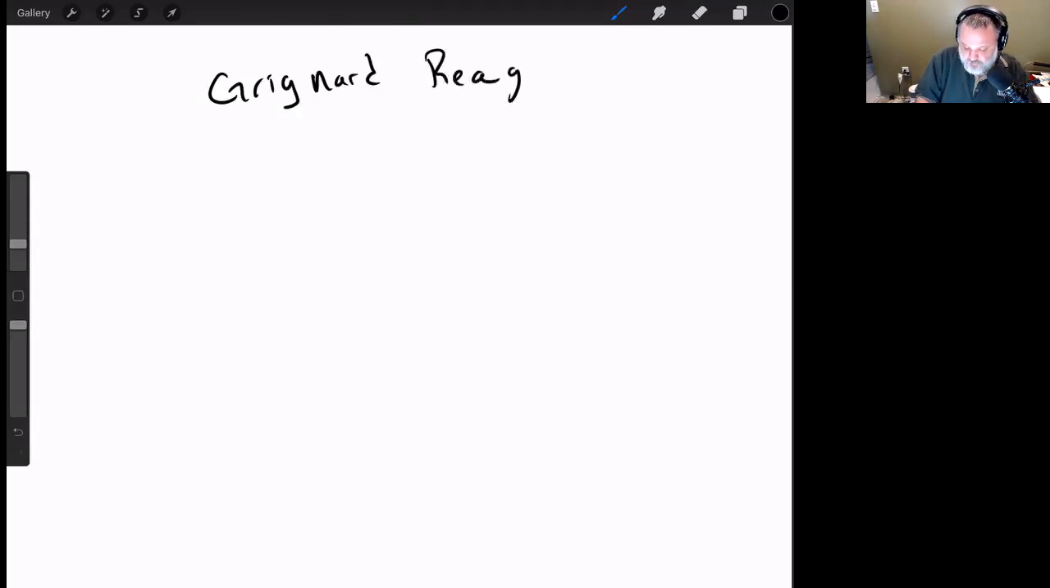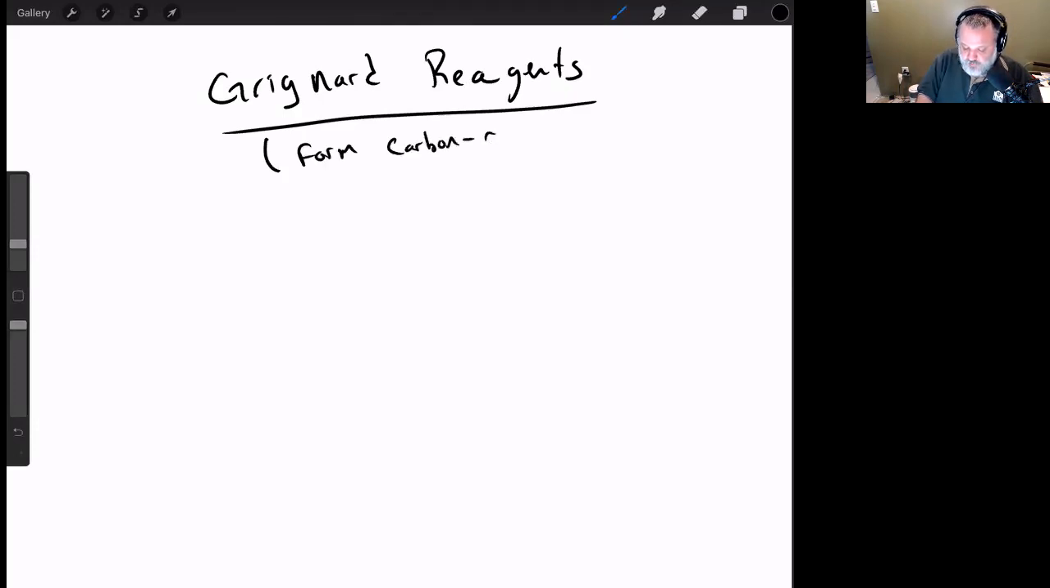This is it. This is the culmination of the class. And that's the reaction of using Grignard reagents. And the cool thing about Grignard reagents is they form carbon-carbon bonds.